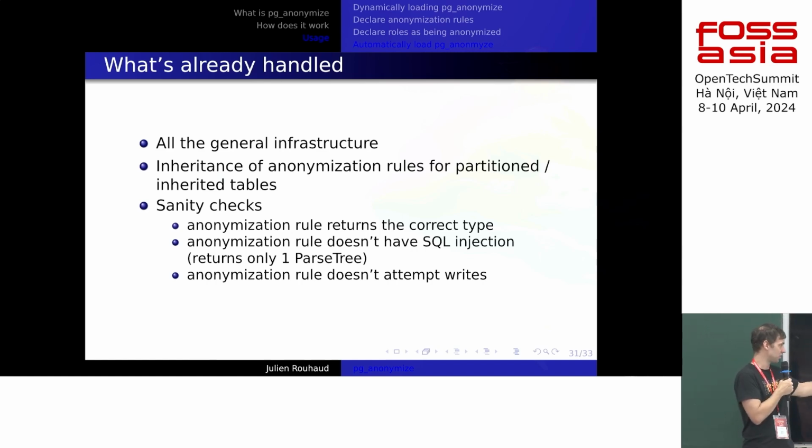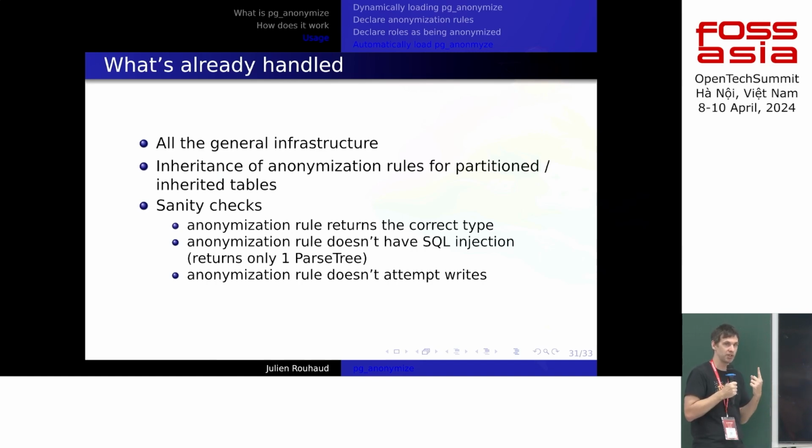A lot of sanity checks. I mentioned it makes sure you have the correct data type. It makes sure that your anonymization expression doesn't try to inject data. You can do that when you pass the expression: if it's written one parse tree, you know it's only one query. If it's written multiple parse trees, you know there is an injection, so you can't use it. And it makes sure it's read-only.